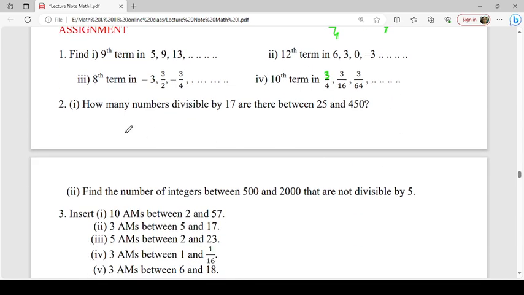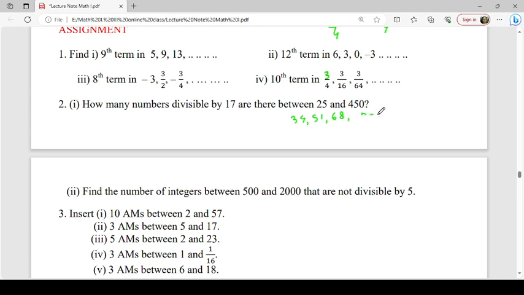Then how many numbers are divisible by 17? So for divisible by 17, what should you do? It is 17, so in between 25 and 450. So 17 into 2, it is 34. So 34 is greater than 25. So the first term is 34 here, then 51, then 68. Go on multiplying by 17, means what? The common difference is 17.